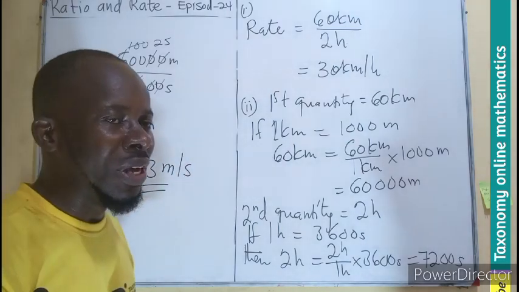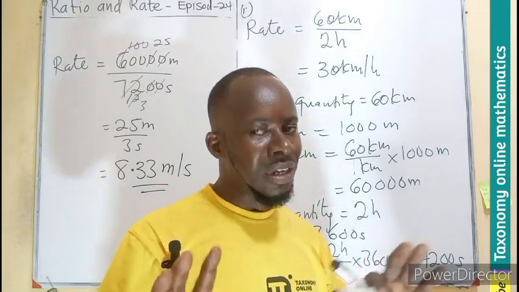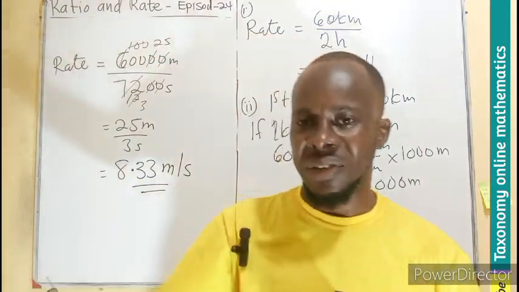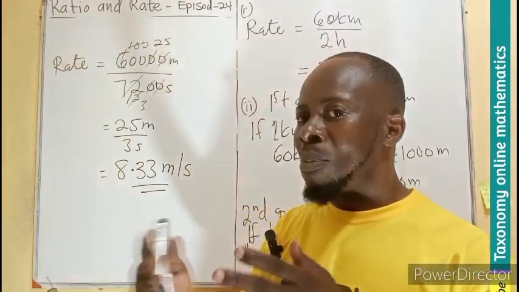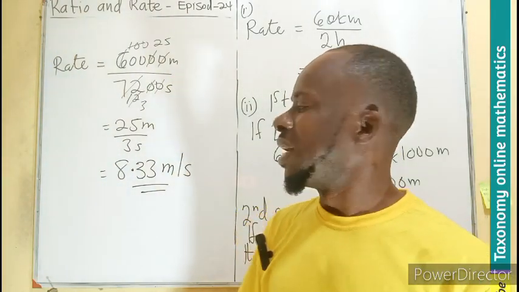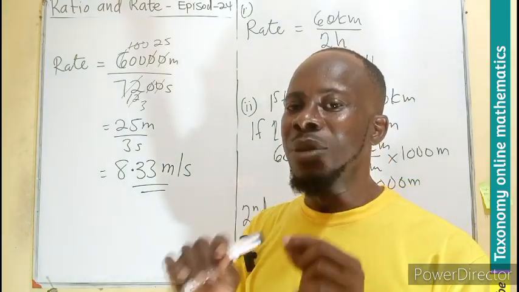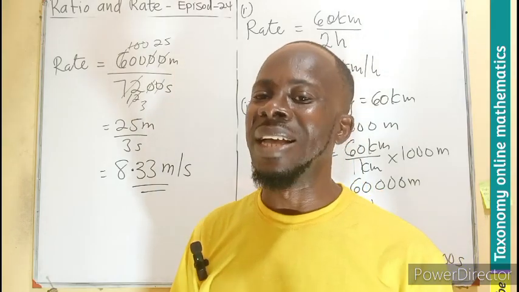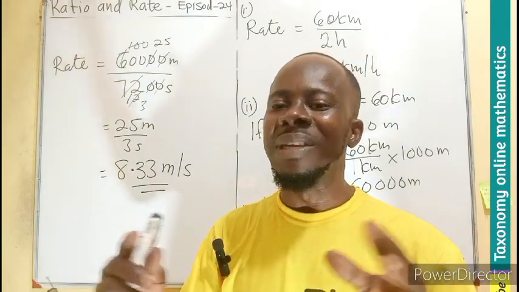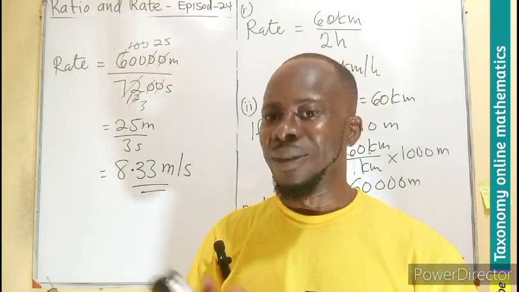So in this case, we are not told the speed, we are only asked to find the rate. So the rate of this motorbike, the comparison between the distance and time, is just going to be 8.33 meters per second. I believe the concept of rate is understood by you.